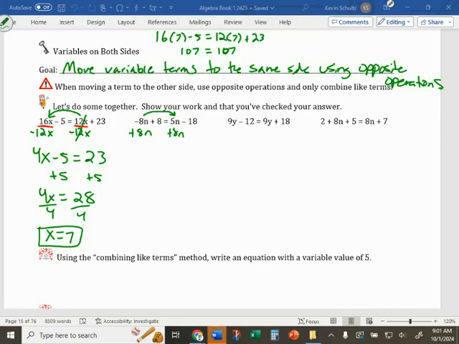Negative 8n plus 8n is 0. Cancels out. Leaves us with 8. 5n plus 8n is 13n. And the negative 18 drops. Oh, I'm in love. A 2-step equation.